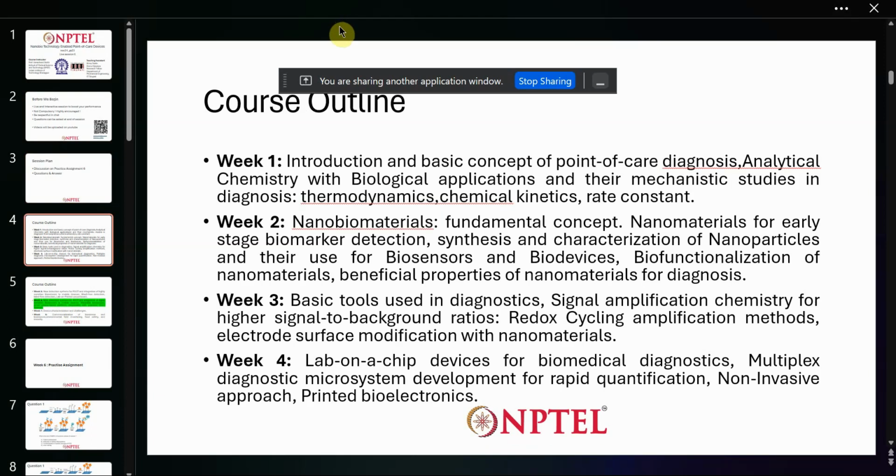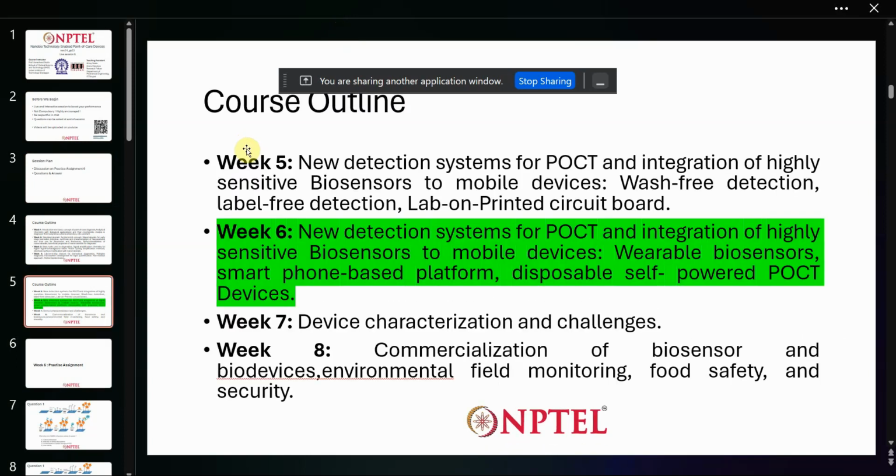Moving to the course outline, this is an 8-week course. We are currently in week 6. This is mainly about the design of point of care devices. How the design happens is what is in this week's content. As per the syllabus, it covers how new detection systems work, how biosensors to mobile devices, wearable biosensors, and disposable and self-powered point of care devices work.